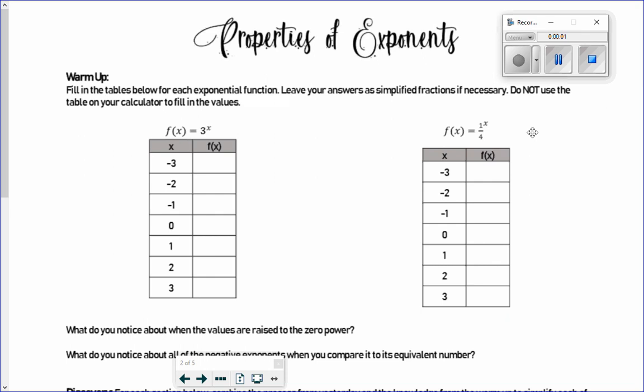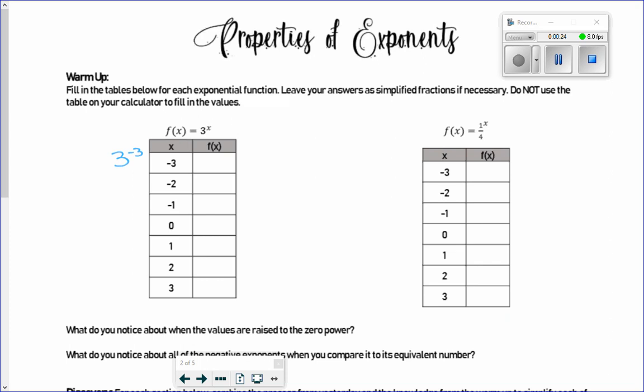Continue learning about laws of exponents. In this warm-up, we're going to compare negative exponents to positive exponents and try to see what's happening. You can use your calculator to help you here. The x represents what we're going to replace the exponent with. In our calculator, we can type in 3 raised to the power of -3.